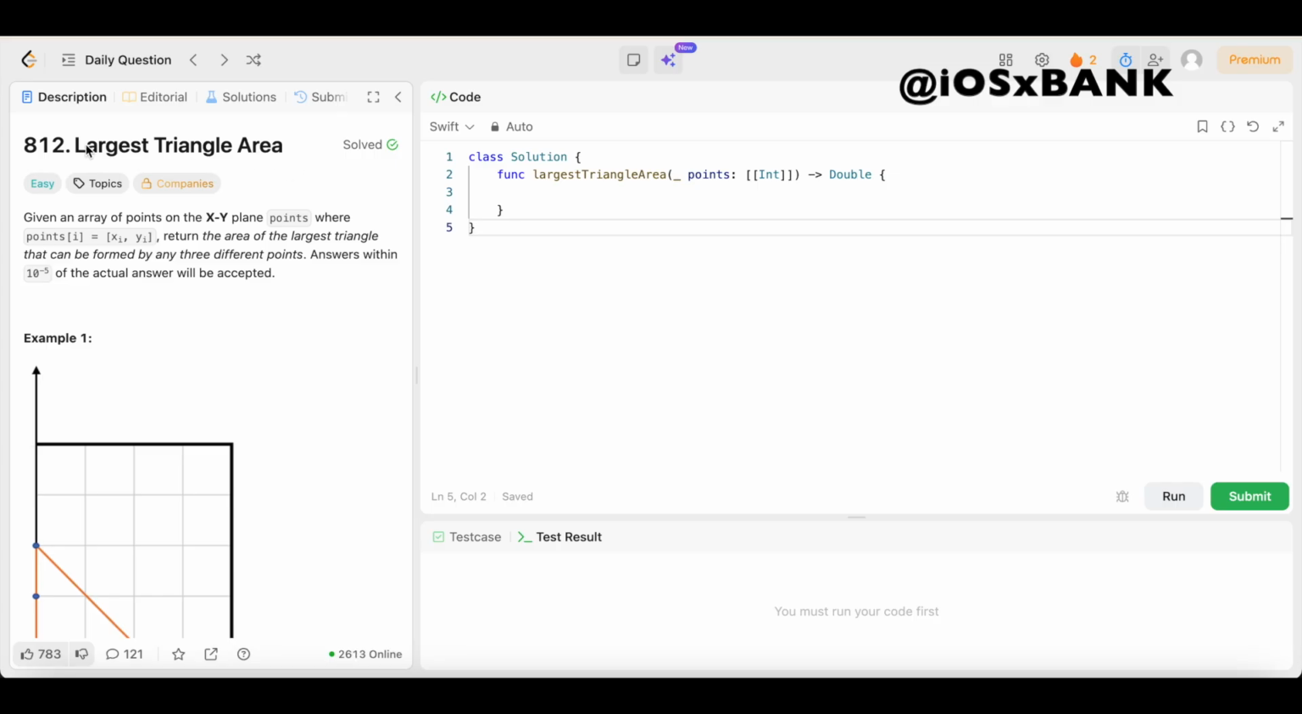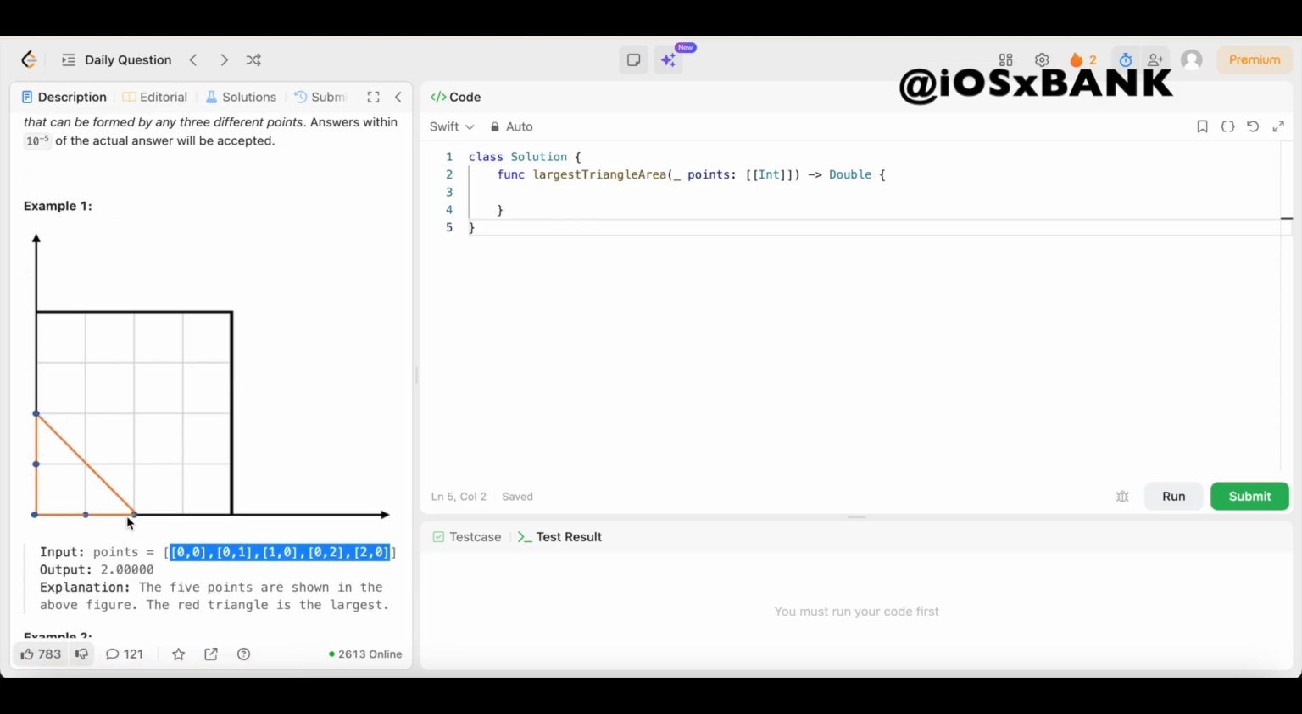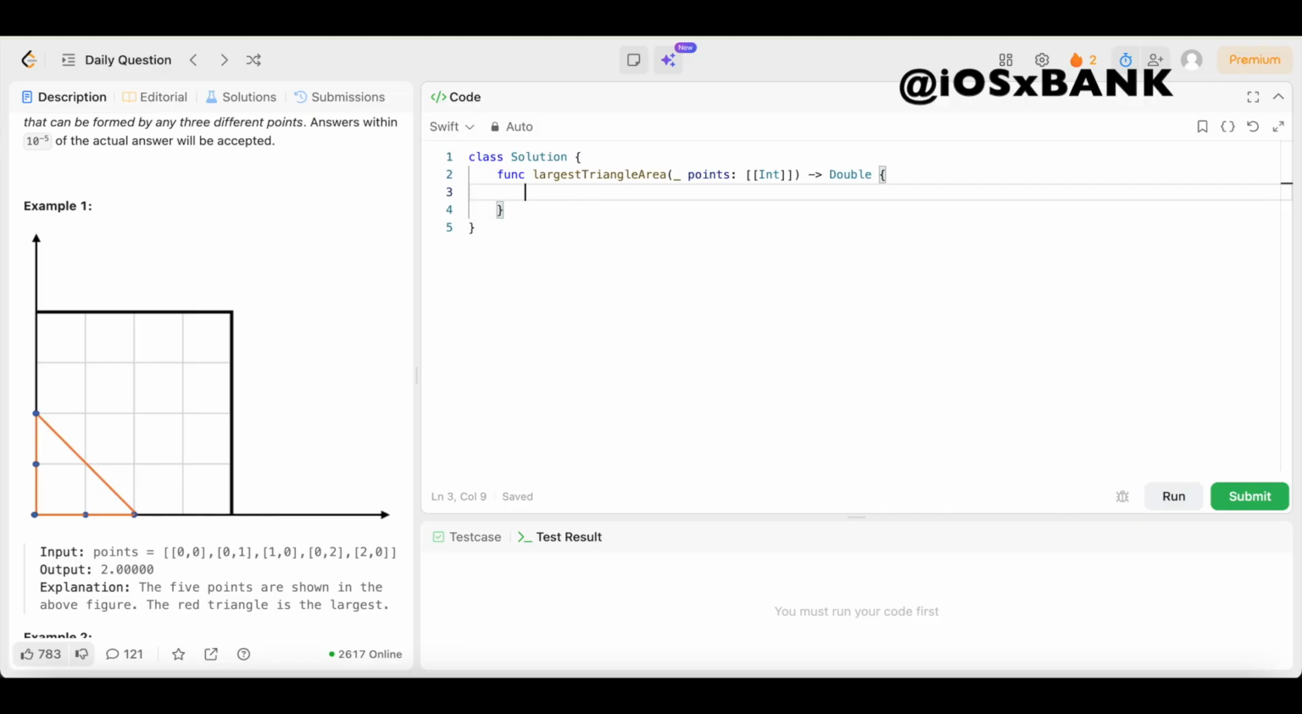Hence the title, Largest Triangle Area. We need to find the area of this triangle. Now, finding the area is not that hard. It's just 1/2 times the base times the height equals the area of the triangle. Boom. So as you can see, this is our base right here, and then this is our height right here.